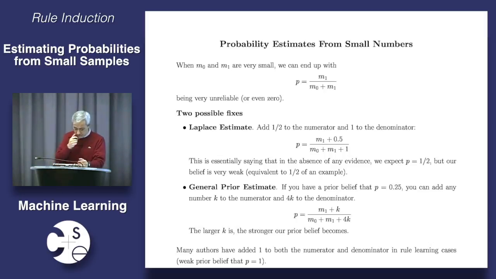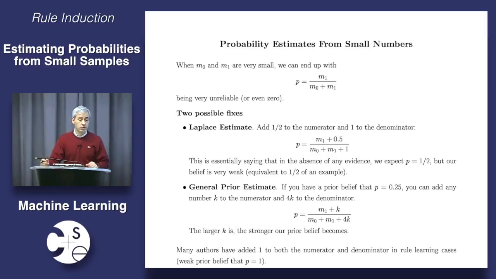So we get the following thing that's often called the Laplace estimate, which can take a lot of forms, but here's one, the simplest one. I'm just going to add half to the numerator and 1 to the denominator. I could also add 1 and 2, or 2 and 4. We'll look at that in a little bit. But so this is my Laplace estimate. So first of all, what is my Laplace estimate if I haven't seen any data?